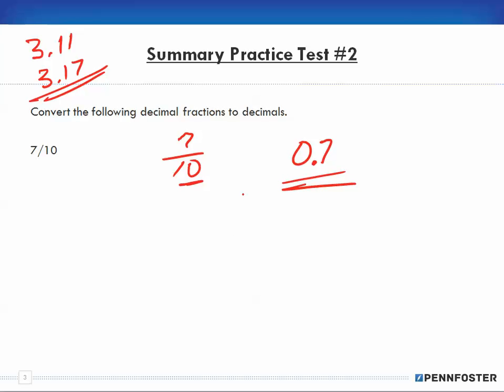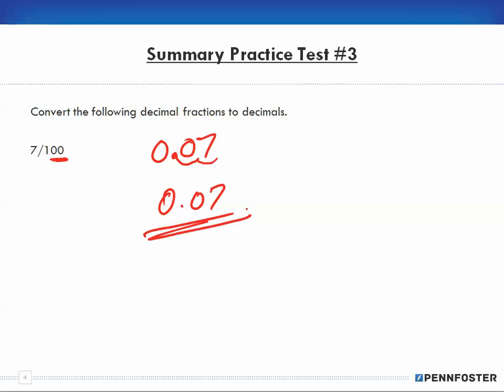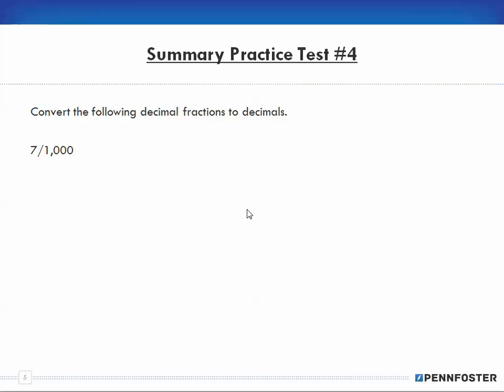Okay, go back and watch 311 at 317 in order to see why I did what I just did. And okay, for practice test number 3, this is going to be the same thinking, same problems. So I have 7, but in this case, because I have 2 zeros for my hundredths, I'm going to move 1, 2, put my decimal place there. So my answer is 0.07. That's it right there. Number 4, same thing.